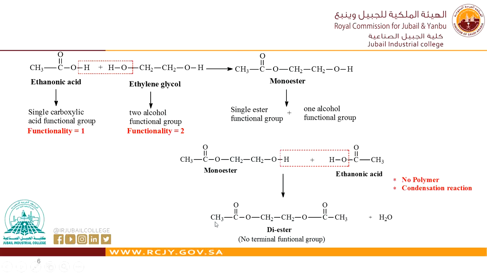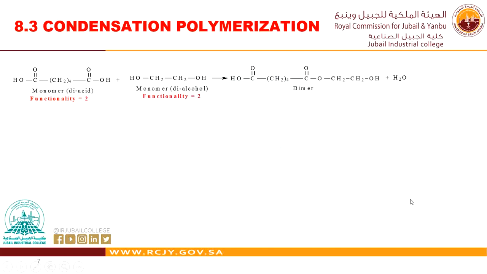So now you have two ester groups, but at this end no functional group, and at this end no functional group. So the reaction will stop, no further reaction, and because of that we say no polymer, because a polymer should be a molecule that has a long chain, but this one is just 2 units. And the reaction is also called a condensation reaction. But let's look at the next condition, which is 8.3, condensation polymerization.